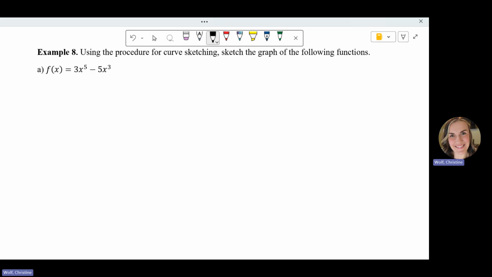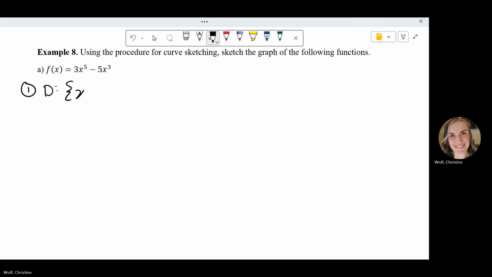So the first thing I said we're going to look into is the domain. This is a polynomial function, 3x to the 5 minus 5x cubed. In Pre-Calc 30, we learned all about those. Polynomial functions always have a domain of x is an element of real numbers. So we know our graph is going to go all the way left and all the way right.